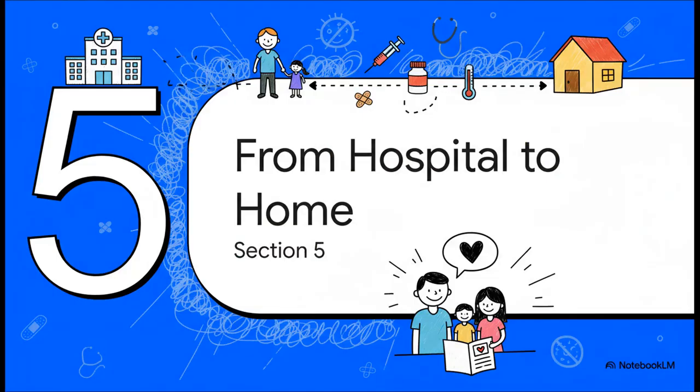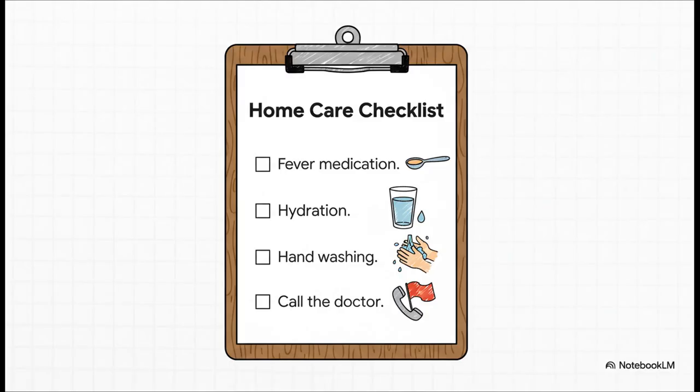So the child is getting better, the discharge orders are in. But our job is not done. In fact, you could argue the most important part is just getting started. That brings us to Section 5, from hospital to home. Think of this as your discharge teaching checklist. You have to make sure the parents walk out that door feeling confident.